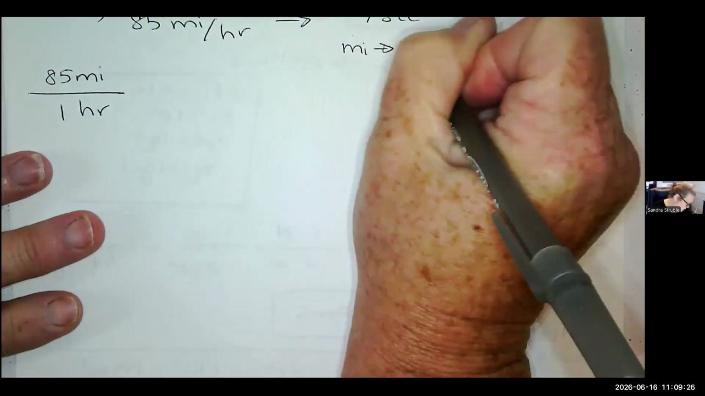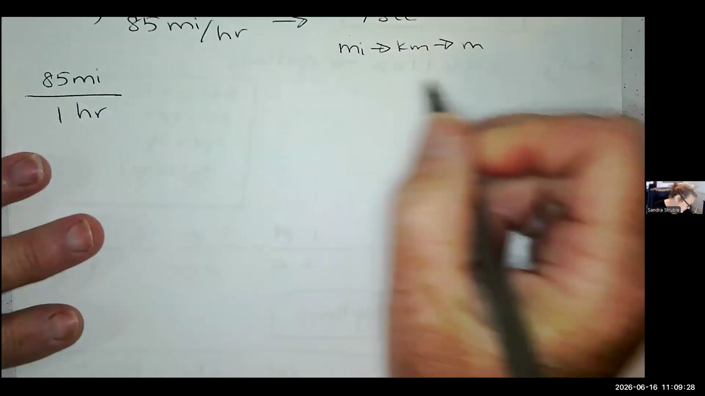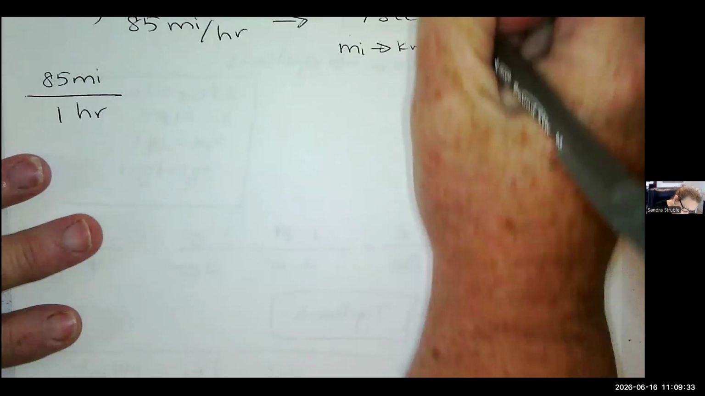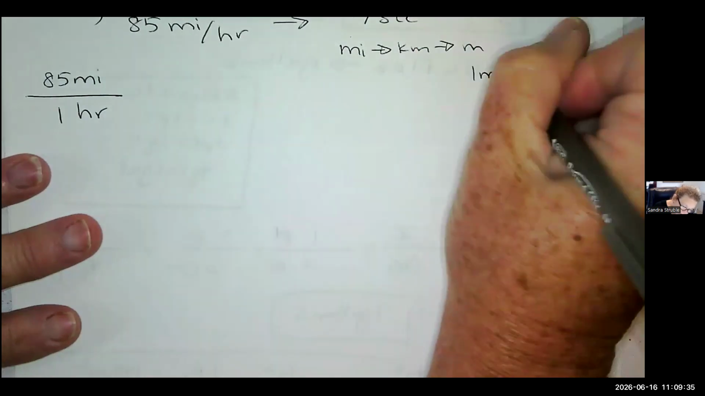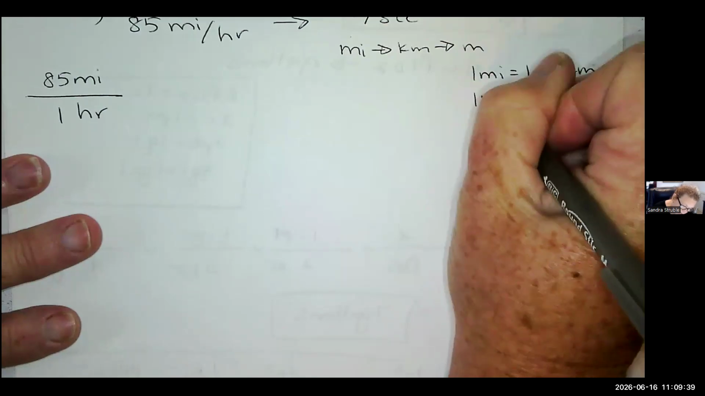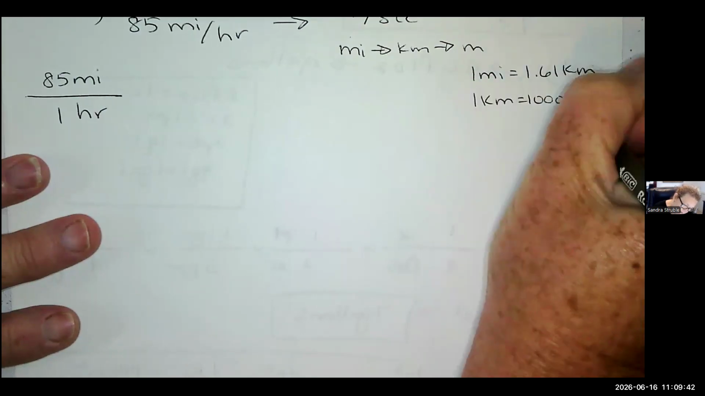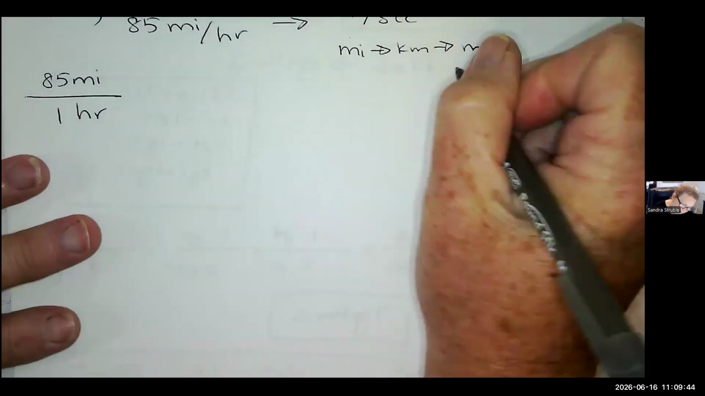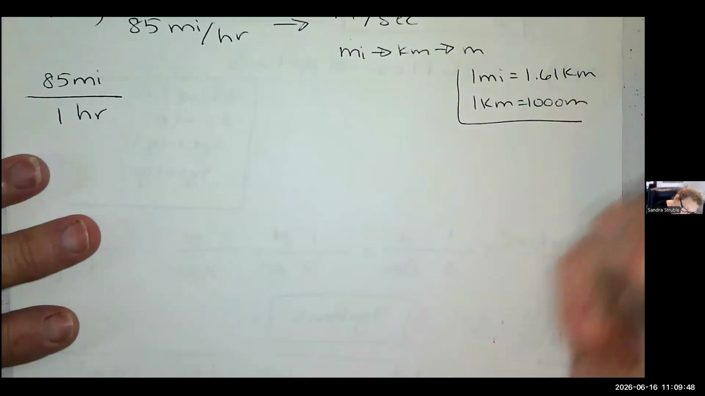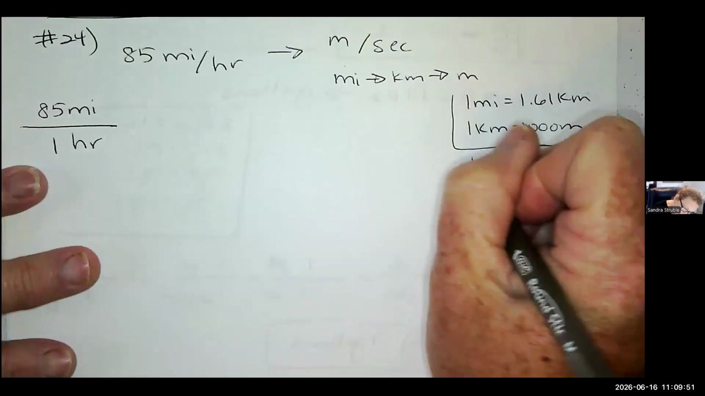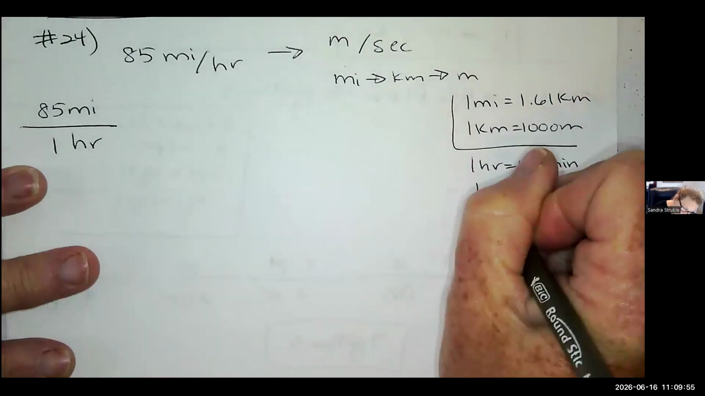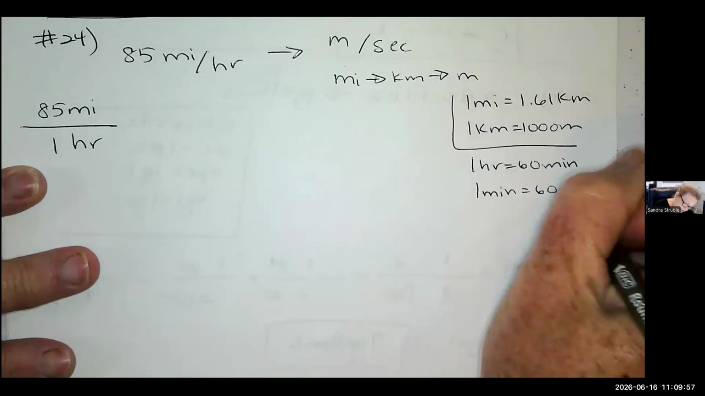All right, miles to kilometer. For 1 mile is 1.61 kilometers. And then we already know that 1 kilometer is 1,000 meters. We used that earlier. So there's that one. And then for hours to seconds, it's just the opposite of what we just did. So 1 hour is 60 minutes. And 1 minute is 60 seconds. So we've got 4 conversions to do.